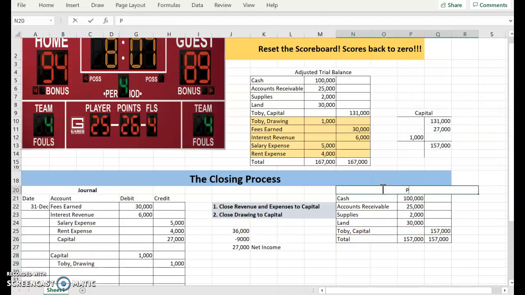And this one is now called the post-closing trial balance. And I'll do another video on what it would look like if we had a net loss.